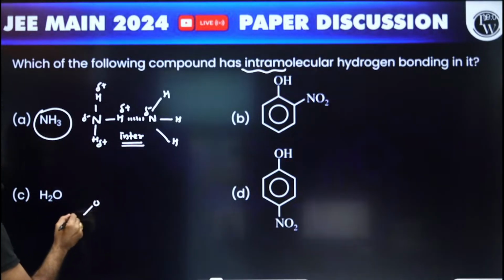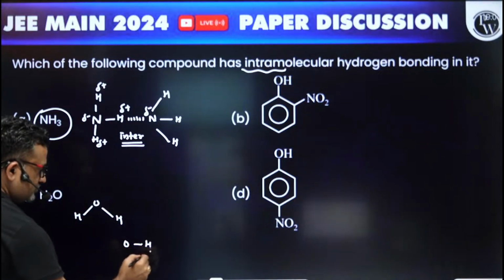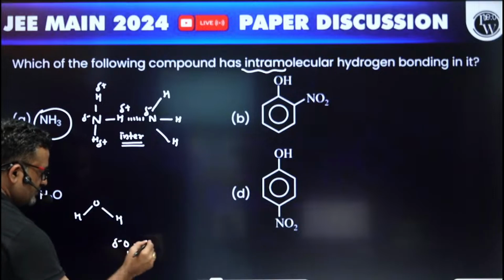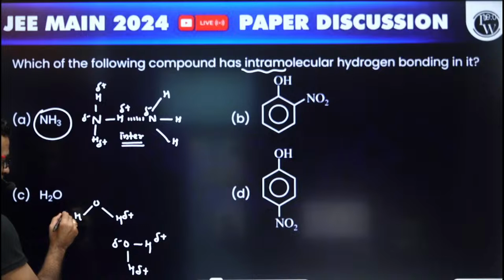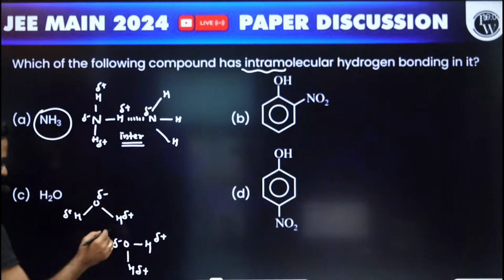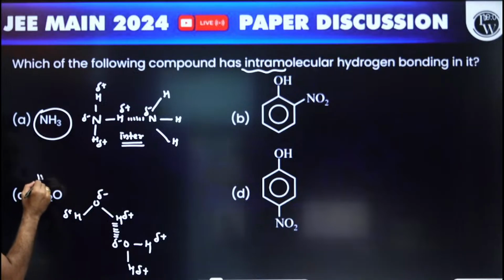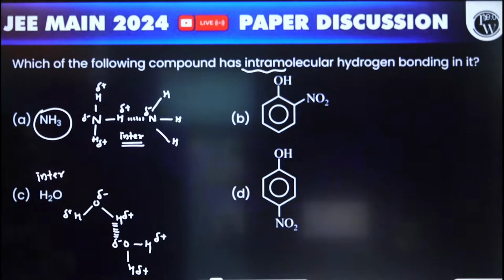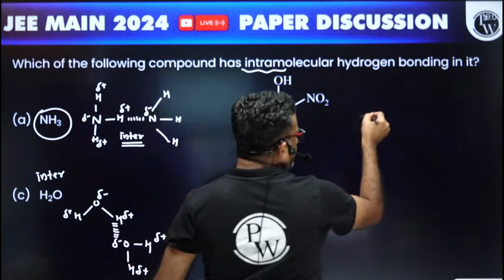Similarly in case of water, the partial negative charge on oxygen and positive charge on hydrogen, negative charge on oxygen, so there will be interaction here which is intermolecular again. Now if you come to this, there is an OH here and there is an NO2 here, so what would happen?